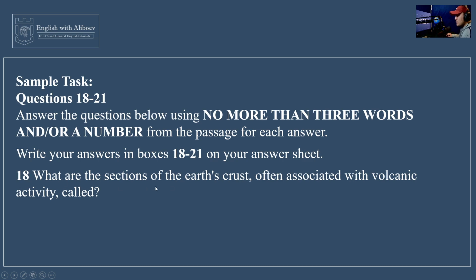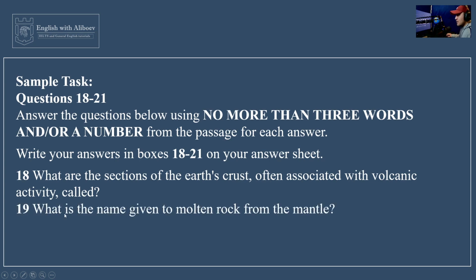Question 18. What are the sections of the Earth crust often associated with volcanic activity called? Okay, so we're going to have to figure out what we call the sections of the Earth crust, right? And those sections are often associated with volcanic activity, okay? And question 19, what is the name given to molten rock from the mantle? Okay, there's a particular name which somebody gave to this molten rock, okay, from the mantle.